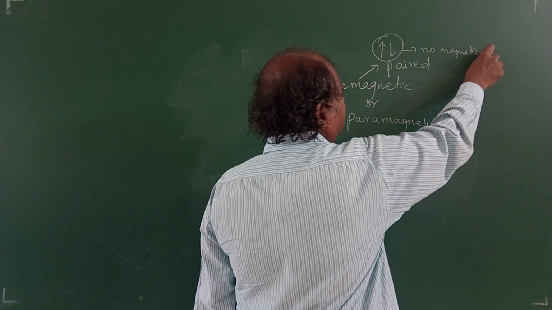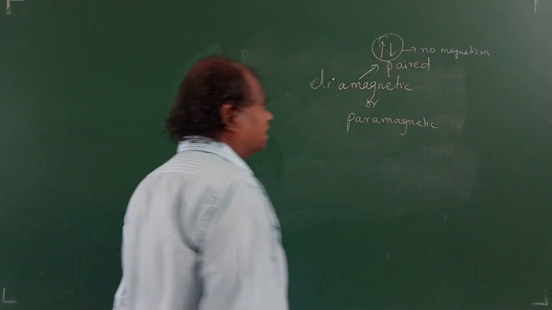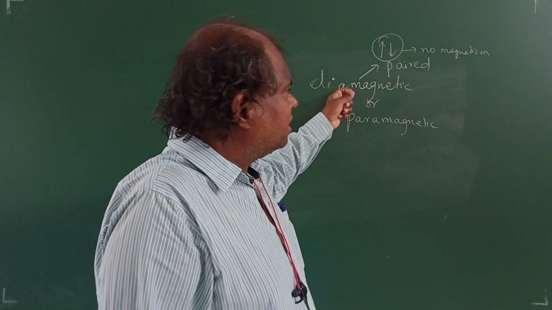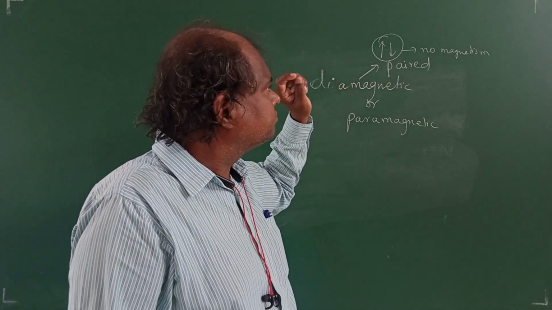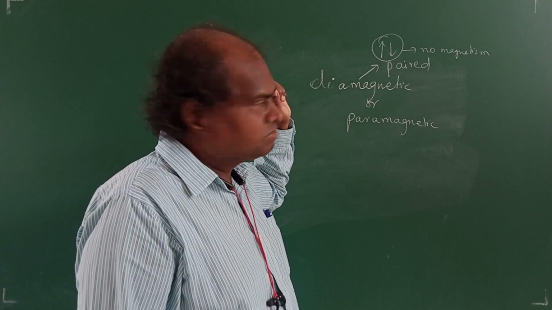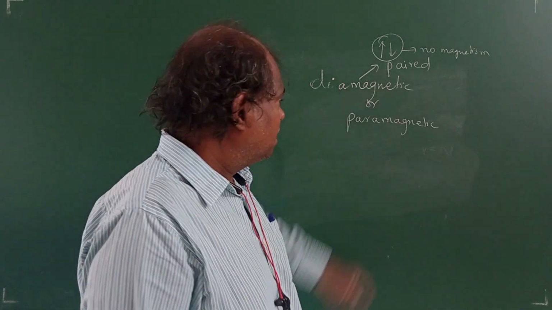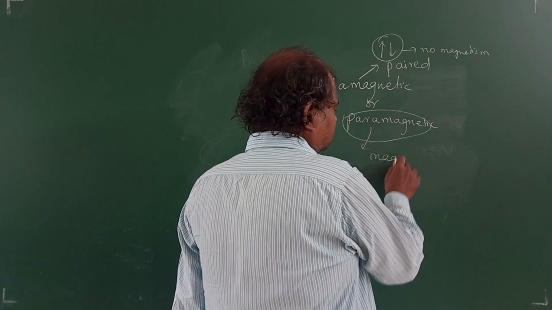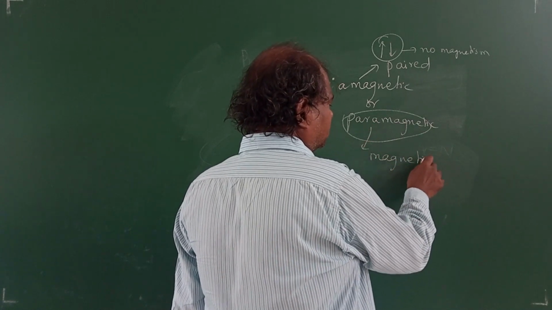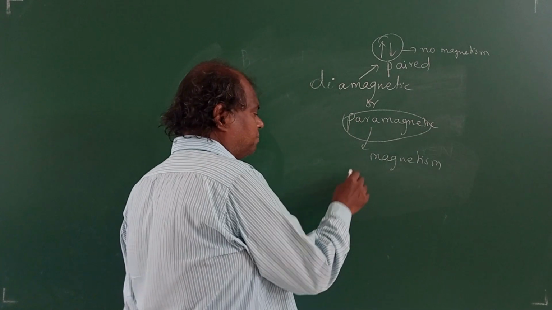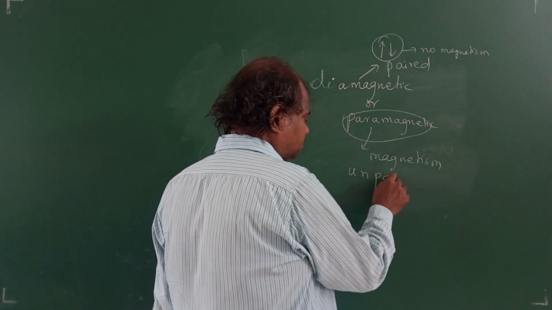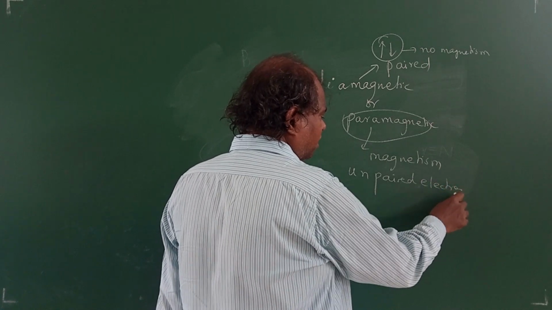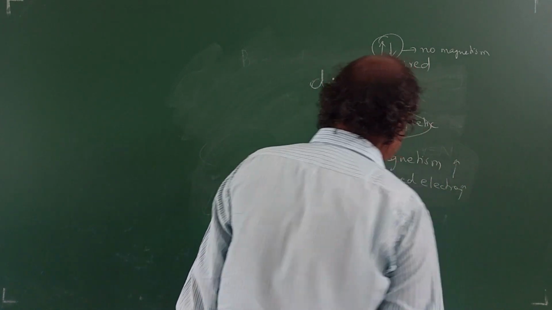Magnet, students, in Tamil, you know what you call Gandham, right? Gandham, iron. So diamagnetic means no magnetism. It will not be a Gandham, right? Paired electrons. But paramagnetic means you will get magnetism. Are you clear? And this all depends on the number of unpaired electrons. I discussed this earlier also, students, right? So if you get more unpaired electrons, you will get more magnetism. Simple logic.